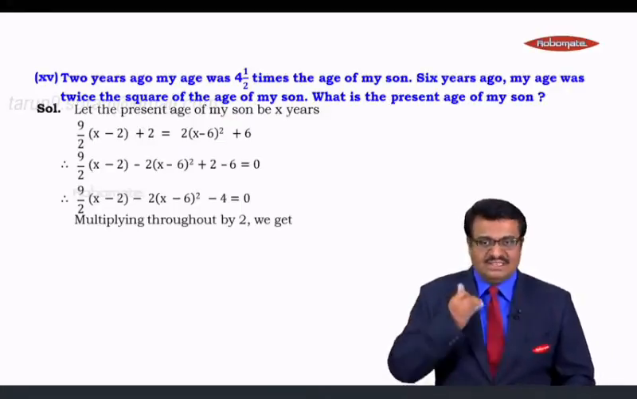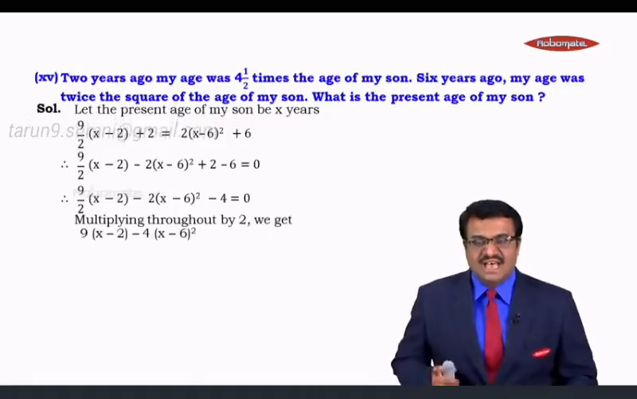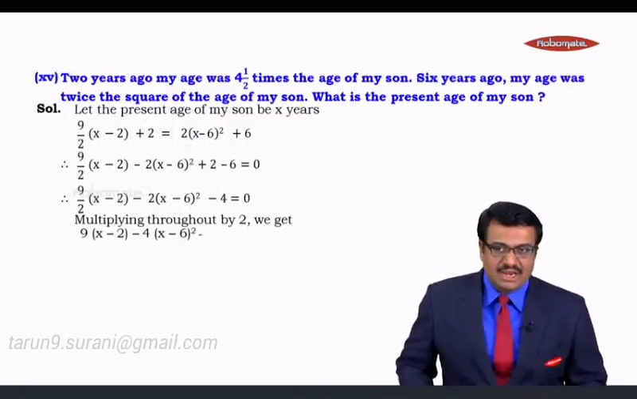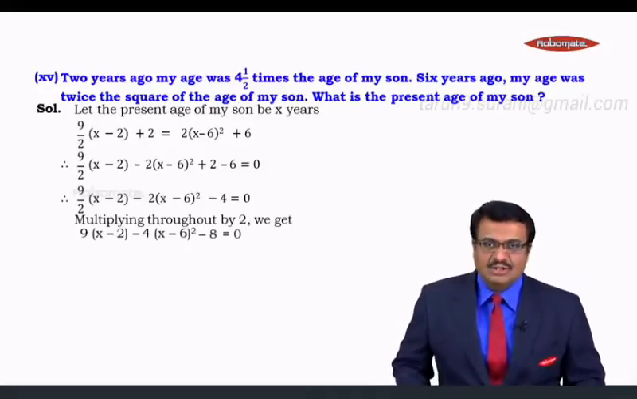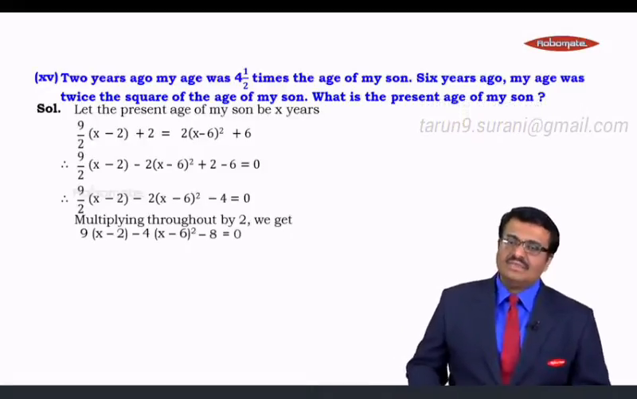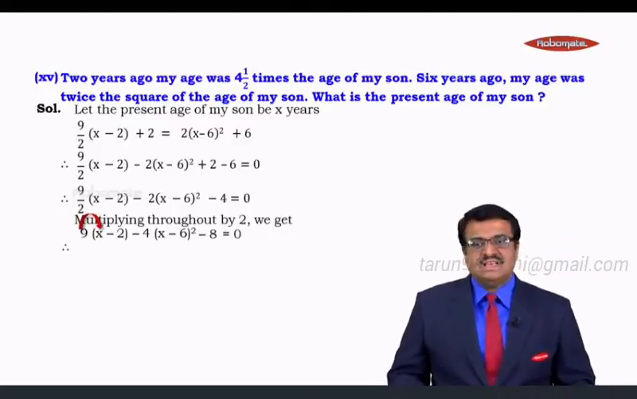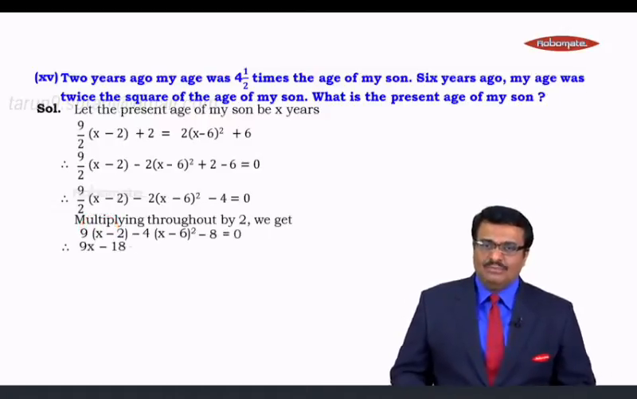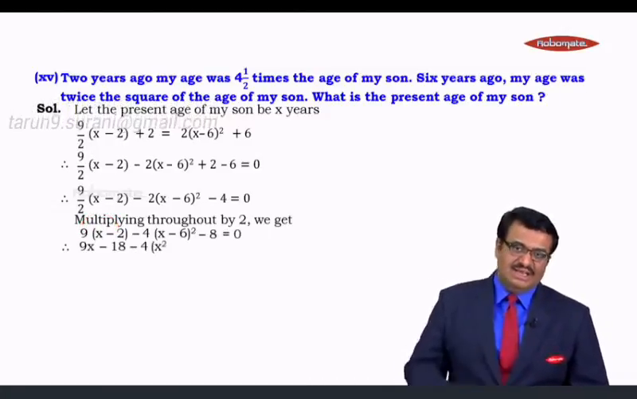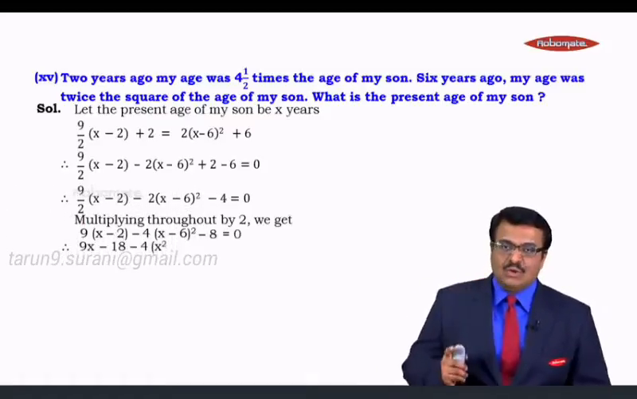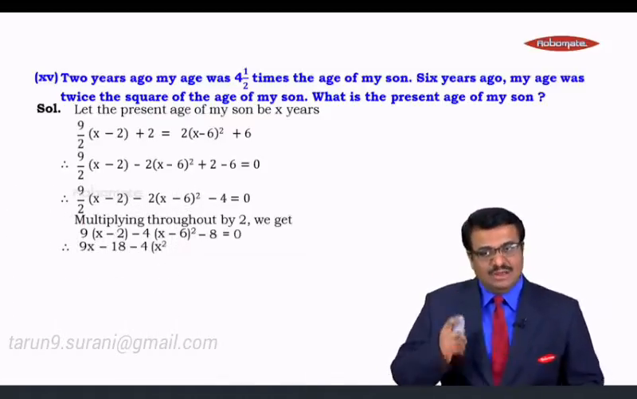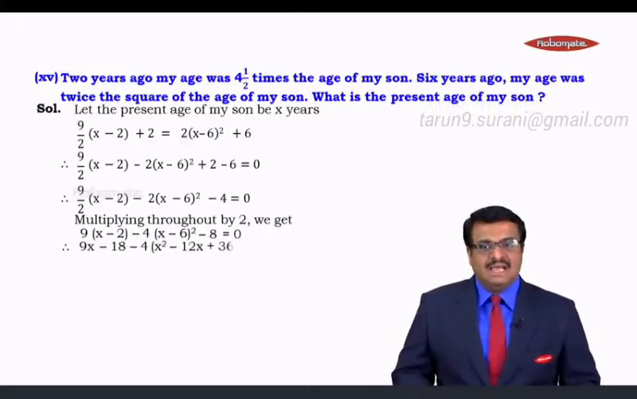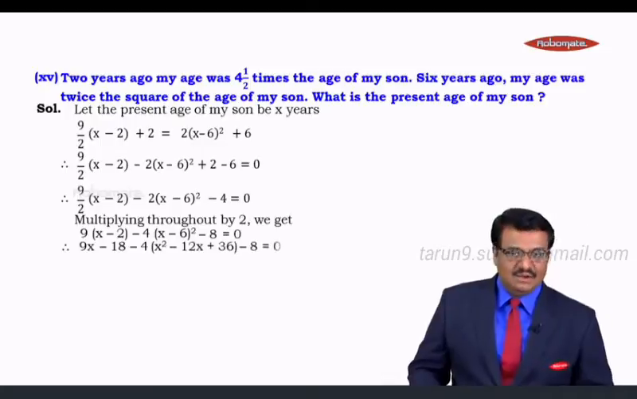Multiplying throughout by 2, let us get rid of the denominator. What we get is 9 into x minus 2, minus 2 into 2 is 4 into x minus 6 the whole square, minus 2 into 4 is 8, is equal to 0 into 2 is 0, right? Now let us open the brackets. What we get is 9 into x is 9x minus 18, minus 4 into, we'll have to open the brackets using the a minus b the whole square formula, which is a square minus 2ab plus b square. So it becomes x square minus 2 into x into 6 will be 12x plus 6 square 36, minus 8 is equal to 0.